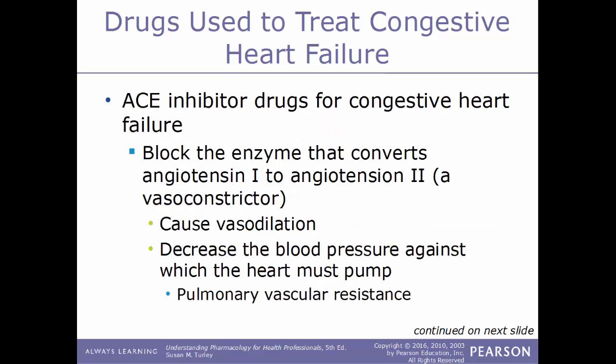Another category of drug that's used to treat congestive heart failure are ACE inhibitor drugs. Now, ACE inhibitors are drugs that block the enzyme that converts angiotensin 1 into angiotensin 2, which is a very strong vasoconstrictor. So by blocking that conversion, this causes vasodilation. This decreases the blood pressure against which the heart must pump, because you are lowering vascular resistance.